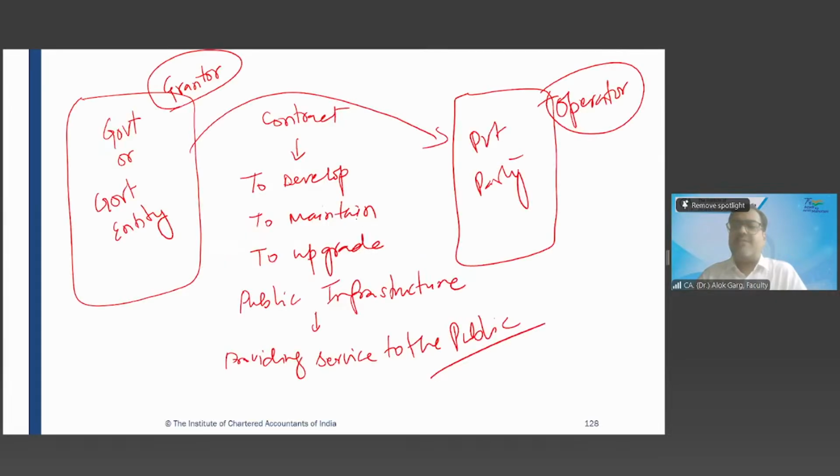What is meant by service concession arrangement accounting? Any idea?